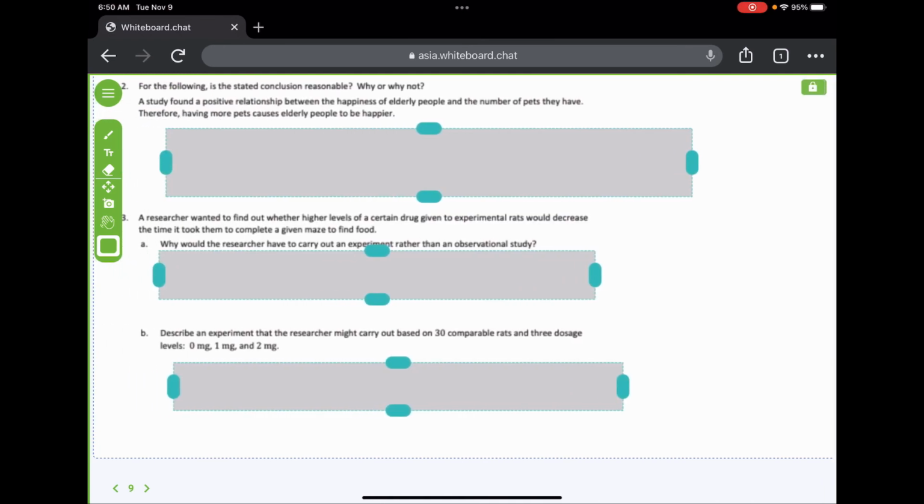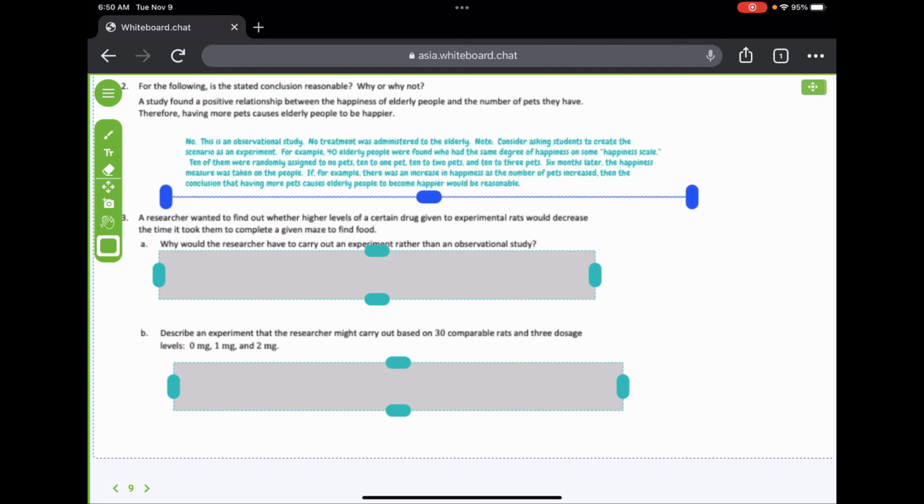All right. The following, is the stated conclusion reasonable? A study found that relationship between the happiness of elderly people and the number of pets they have. Therefore, having more pets caused elderly people to be happier. Well, no. Remember, this is an observational study. No treatment was administered to the elderly.